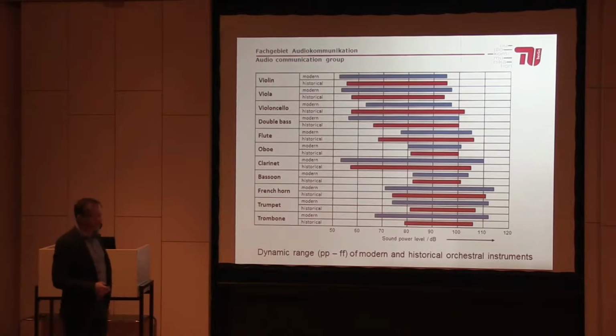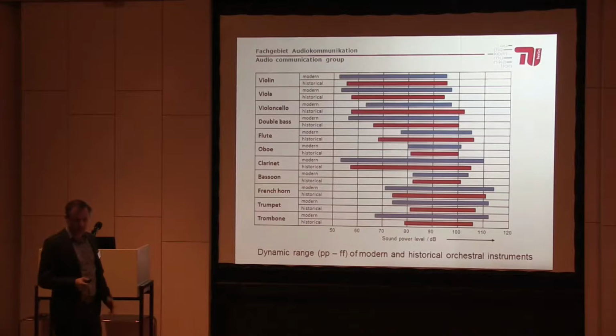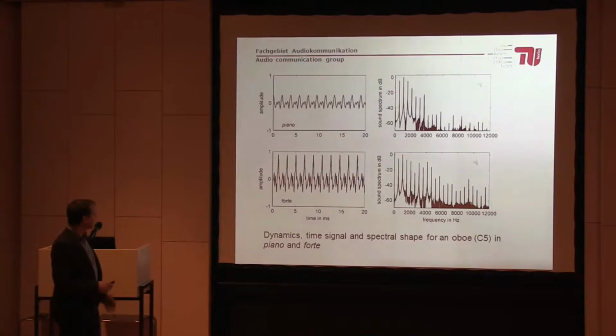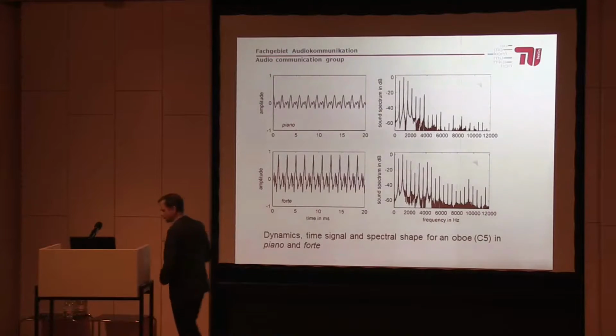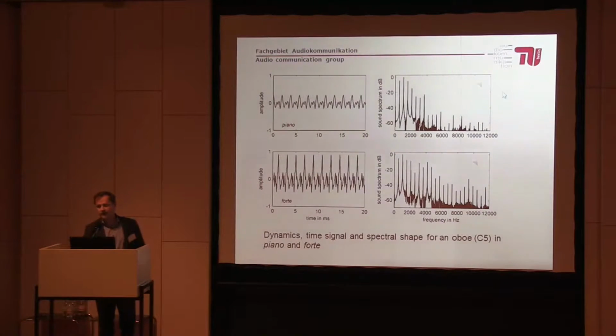Of course, we all know that musical dynamics is not only a matter of loudness, but also of timbre, of the spectral distribution. That has, of course, physical reasons. For example, the reed of an oboe has much more nonlinear components in forte, which leads to an increase of higher partials, something which you immediately recognize when you hear the tone playing.